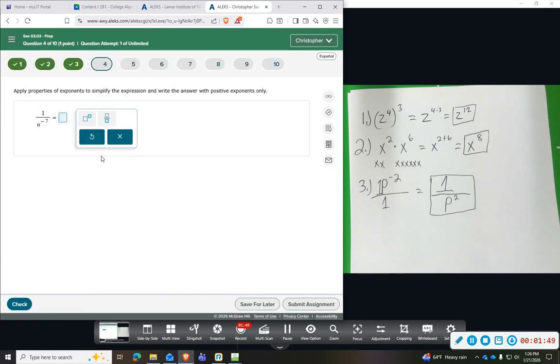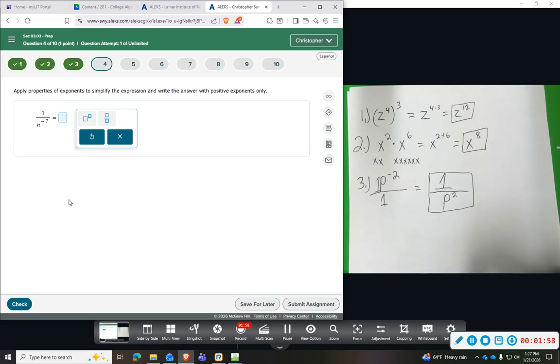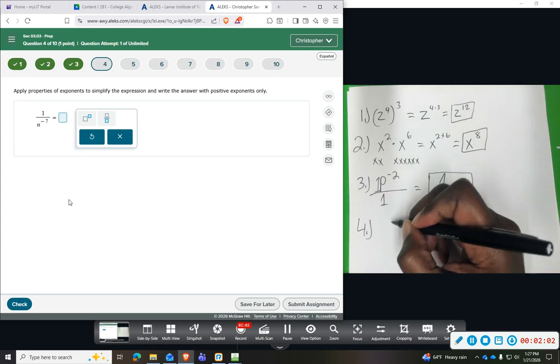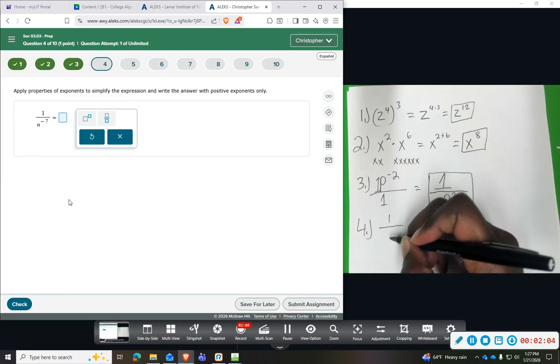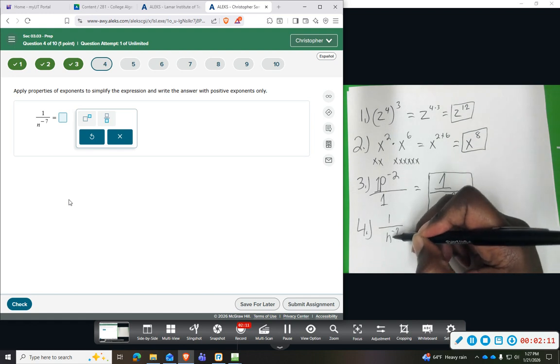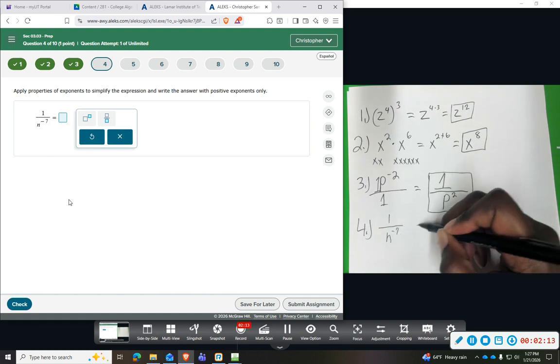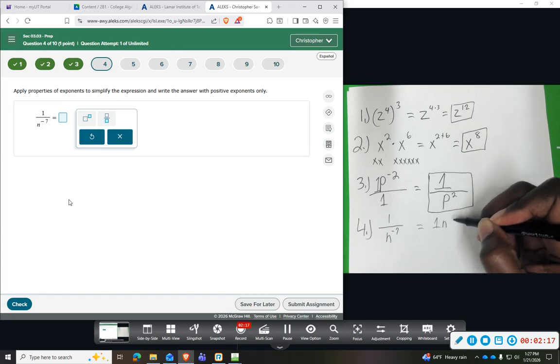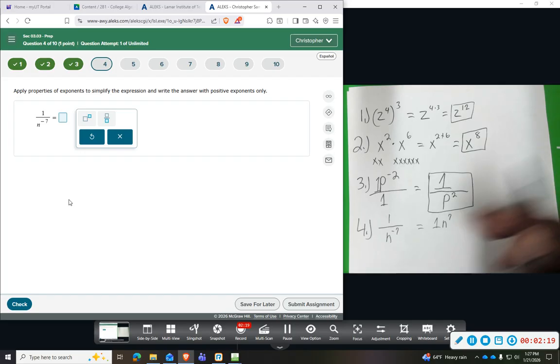All right, so we're going to go on to number 4. Again, this one we want to write the expression so that it only has positive exponents. So number 4, we're going to write 1 divided by n to the negative 7th power. As we just mentioned, we're going to move this up to the top. So this is going to become this 1, and then we'll have an n to the positive 7th power.